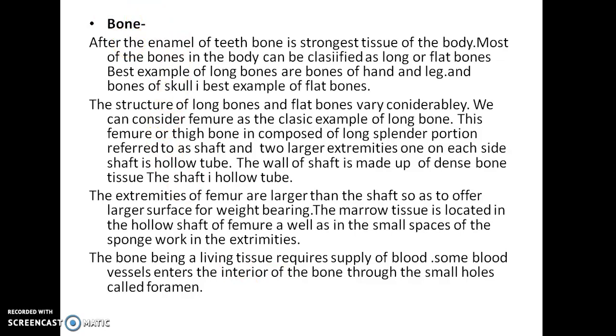First one is the bones. The enamel of the teeth is the strongest tissue of the body. Most of the bones in the body can be classified as long or flat bones. The best examples of long bones are those of the hands and legs, and the bones of the skull are the best example of flat bones.